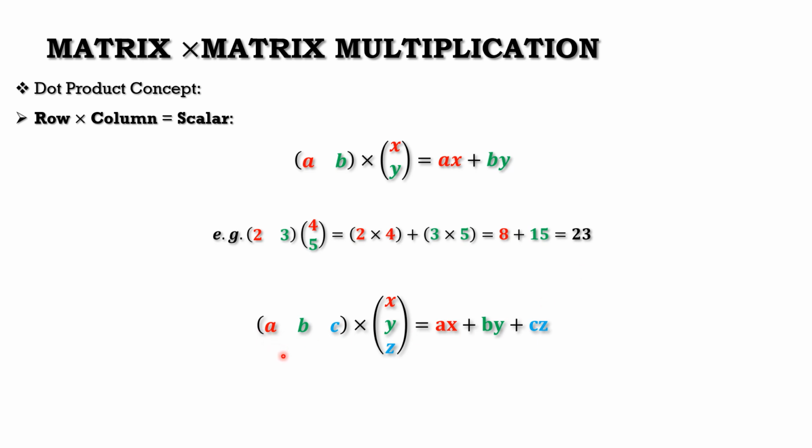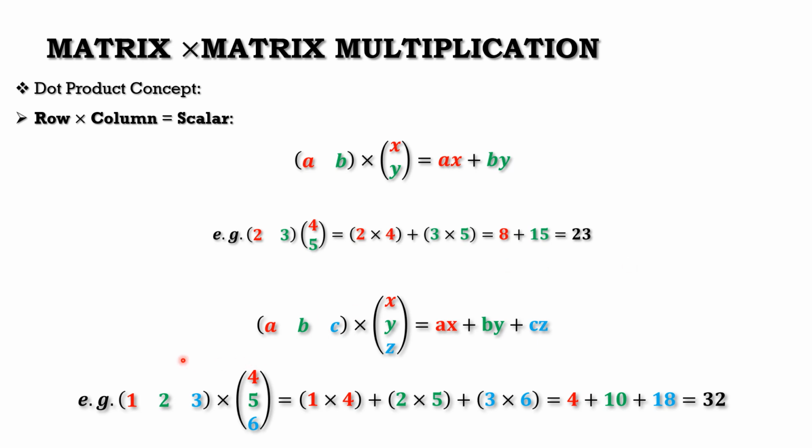Let's look at another example that we have here. We have A, B, C multiplying a column matrix of X, Y, Z. So here A multiplies X, B multiplies Y, C multiplies Z. Then we sum the results together to get a scalar. An example of this is 1, 2, 3 multiplying 4, 5, 6. So 1 times 4, we get the answer 4. 2 times 5, the answer 10. Then 3 times 6, the answer will be 18. Then we sum them and get a scalar or a constant, which is 32.